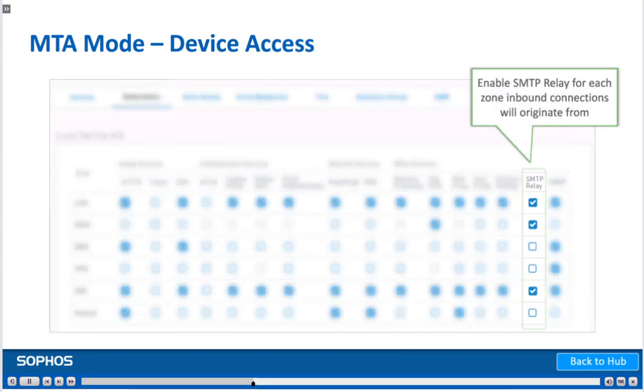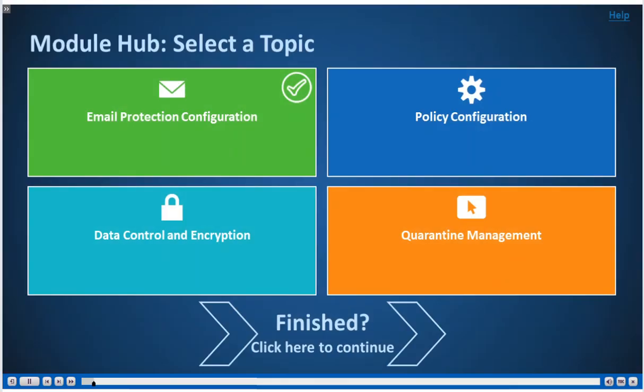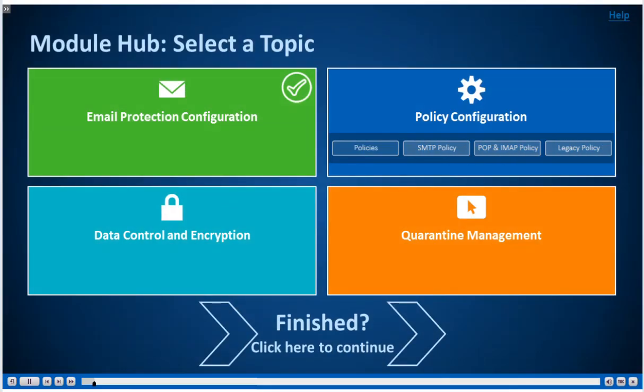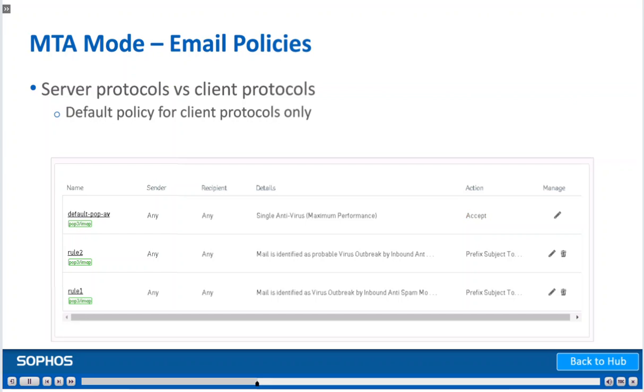For the MTA to be able to accept incoming email connections, the SMTP relay service has to be enabled for each zone that the connection will originate from. Now that the MTA is all configured, over the next few slides we will look at how to configure the email policies.